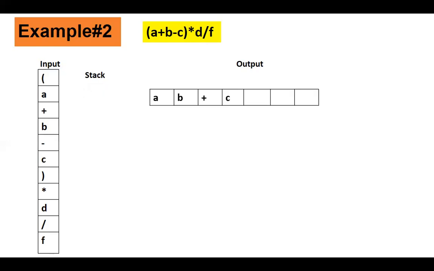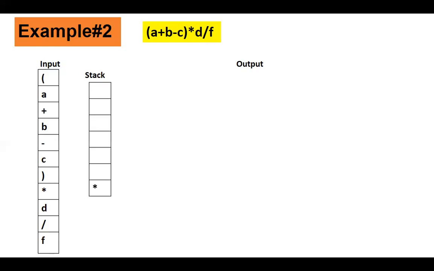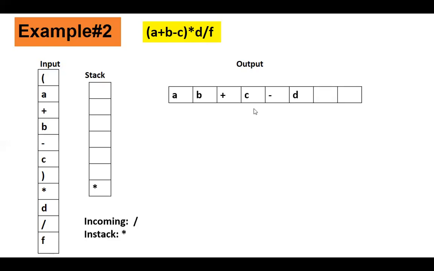Now next what we read is a closing bracket. When you read the closing bracket, pop out everything from the stack and add it to the output. Minus was there in the stack, so popped it out, pushed it to the output. Next, what you read is an operator, that is the multiplication operator. Stack is empty, so just add it.